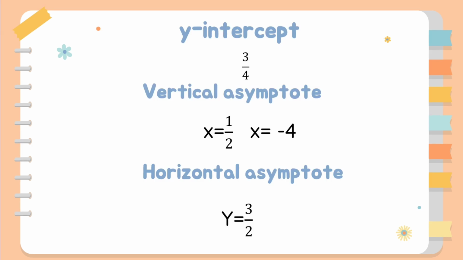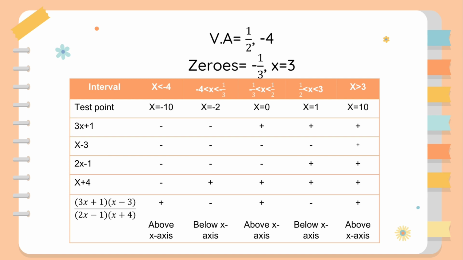And y-intercept: 3/4, or the coefficient of your constant. And then vertical asymptote: x equals 1 half and x equals negative 4. And the horizontal asymptote: y equals 3 over 2. Then we make our interval sign table. Since we have 2 values for vertical asymptote and 2 values for zeros, we'll have 5 intervals. Take note that the lowest value should always come first. So we have here on our left side negative 4, followed by x greater than negative 4 but less than negative 1/3, and so on up to the highest value, which is 3.